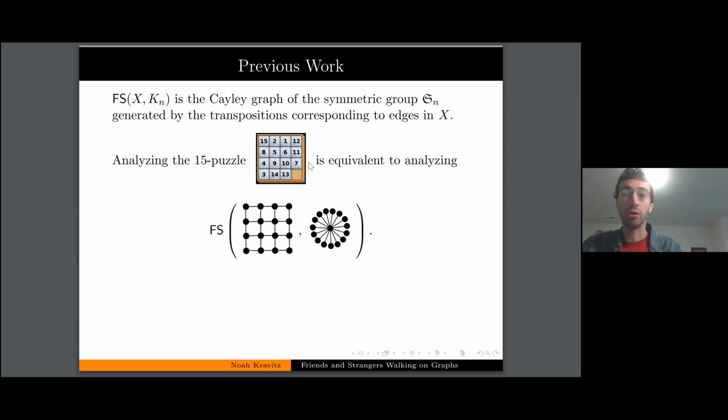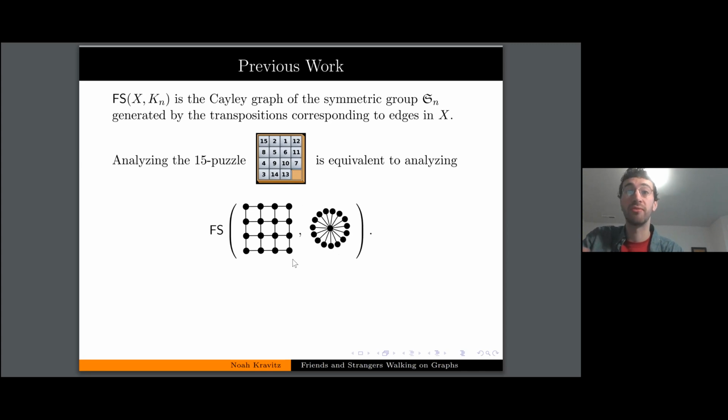In a slightly more recreational tone, you can look at the 15 puzzle. Here you're given this 4x4 grid with tiles numbered 1 through 15. There's a blank space, and you can slide a tile into the blank space. So the puzzle is, if you start with one configuration of these tiles, when can you reach another configuration? This is equivalent to analyzing the friends and strangers graph of a 4x4 grid graph, this is what's being walked on, and this 16-vertex star graph. Here, the 15 leaves of the star correspond to the tiles, and the center of the star corresponds to the blank space, because any tile can swap with the blank space, but two tiles cannot swap with each other.